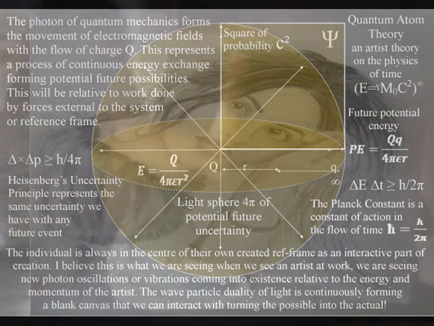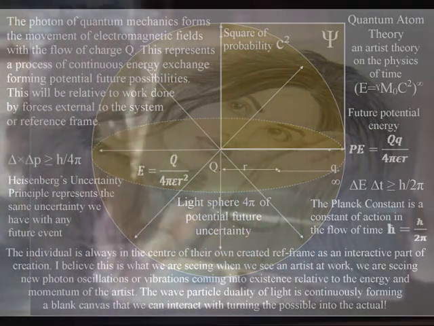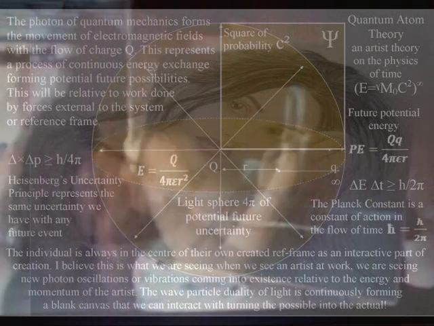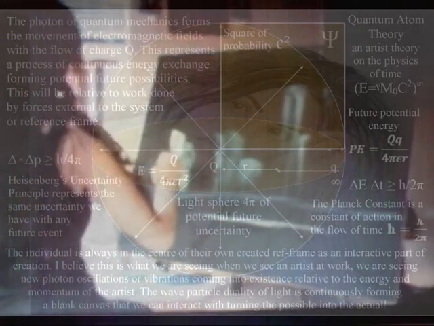In this theory, time is an emergent property with the future continuously coming into existence, light photon by light photon, with each new photon-electron coupling or dipole moment. This is a non-linear theory of time, with an arrow of time or a timeline from the past into the future for each object or individual within their own reference frame. I believe this is what we are seeing when we see an artist at work. We are seeing new light photon oscillations or vibrations continuously coming into existence relative to the actions of the artist, a continuous flow of cause and effect.